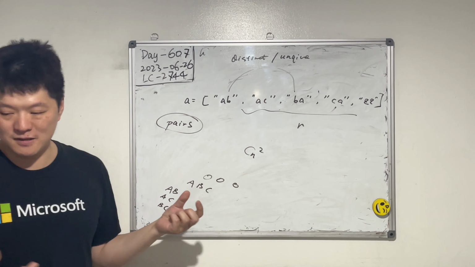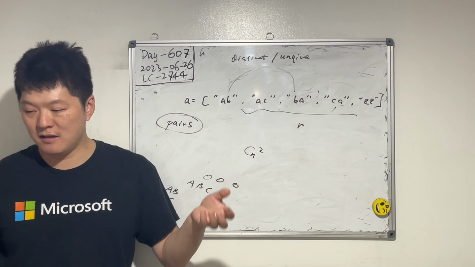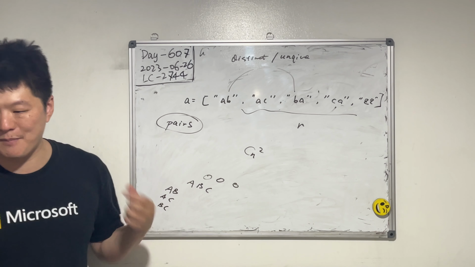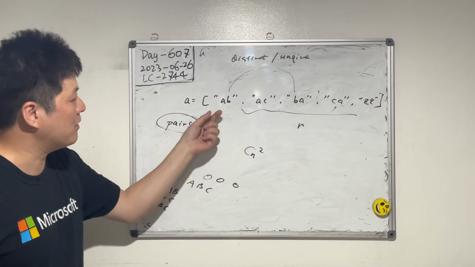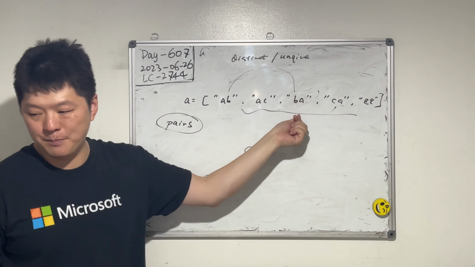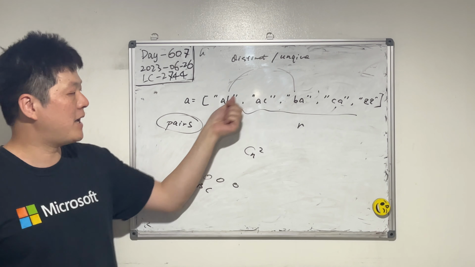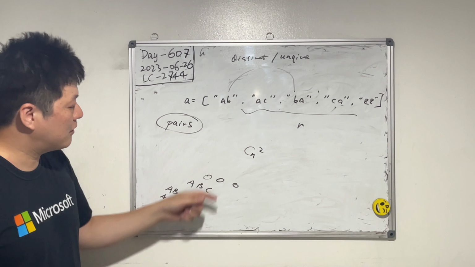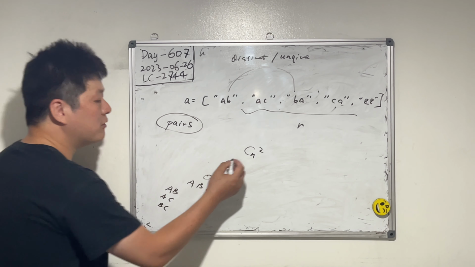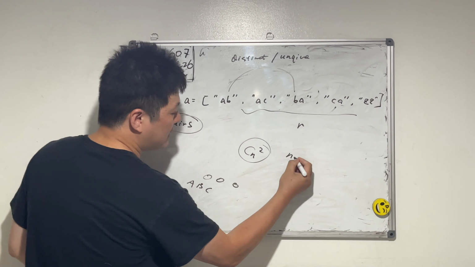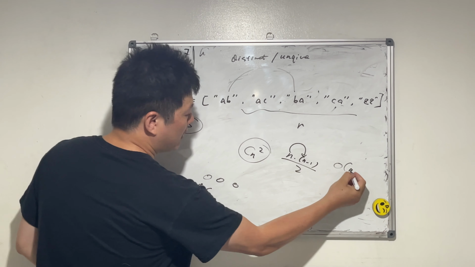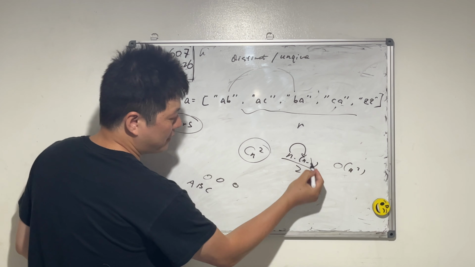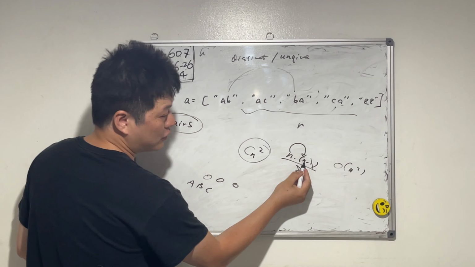So n apples picking 2 as a pair. A pair is without order. For example, AB is the same as BA. So here we talk about pairs: AB paired up with BA is the same as BA paired up with AB. So the total number of pairs is Cn2, which is n times n minus 1 divided by 2. If we find all the pairs, this is O(n squared), quadratic, because we drop the constant here.